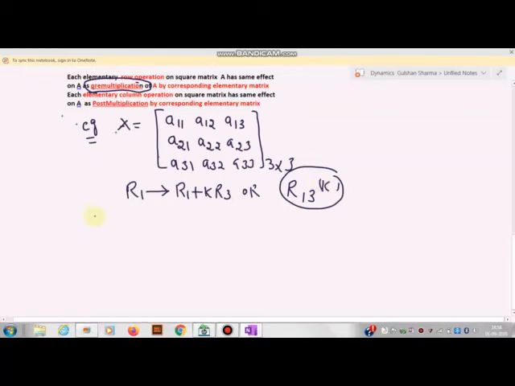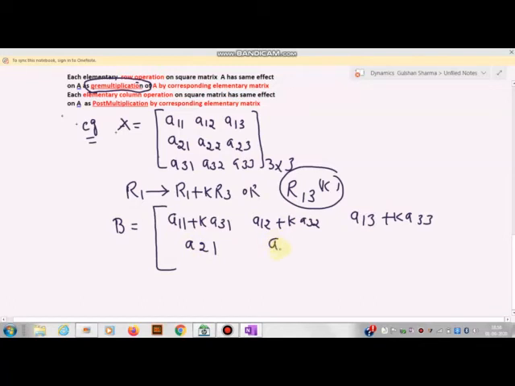So let's see what happened. I have obtained this matrix B. The matrix is A11 plus k times A31, A12 plus k times A32, and A13 plus k times A33, and this is A21, this is A22, this is A23, and this is A31, and the other rows remain unaffected. Only the first row is affected because I have applied the operation upon the first row.